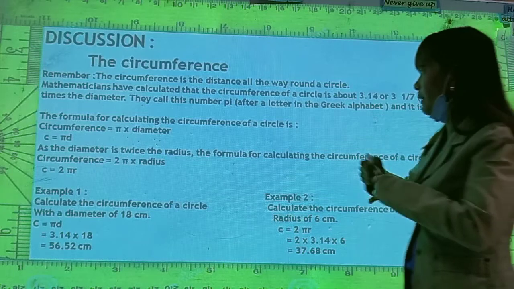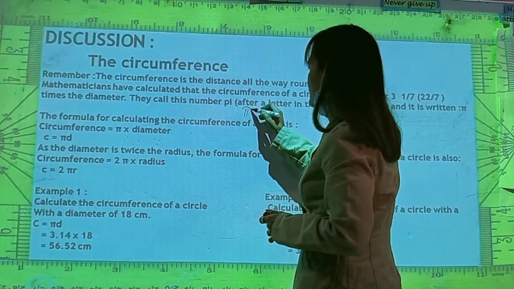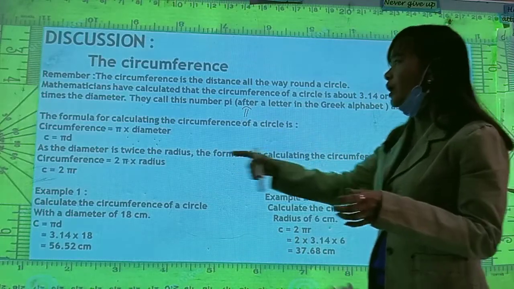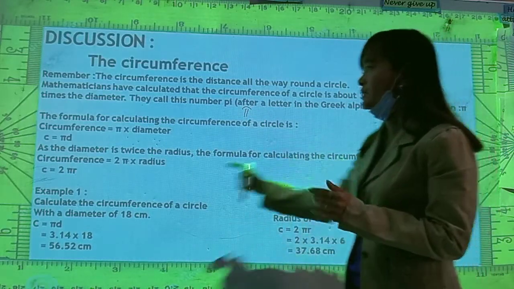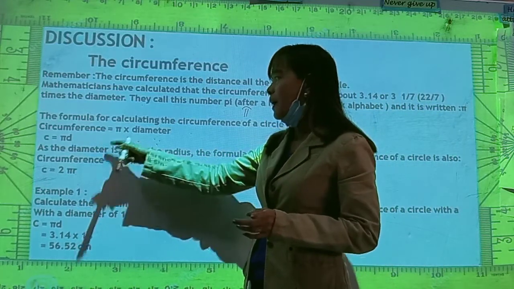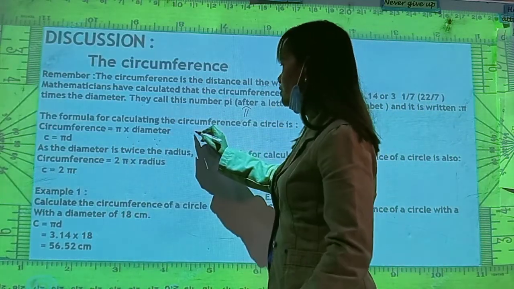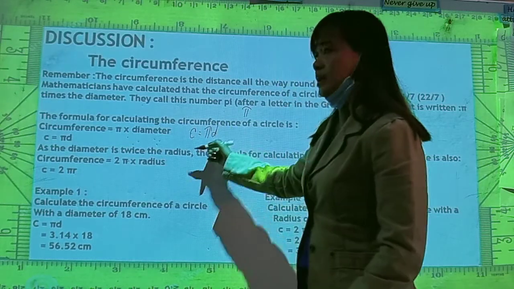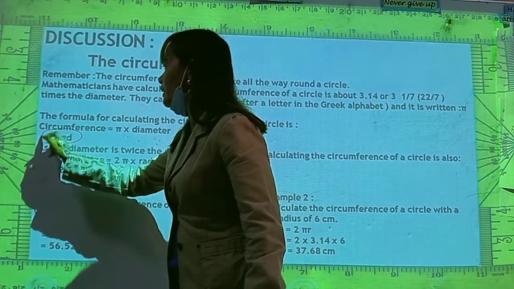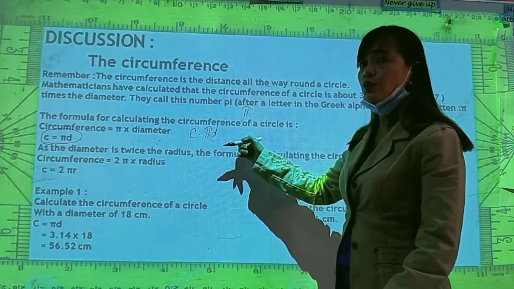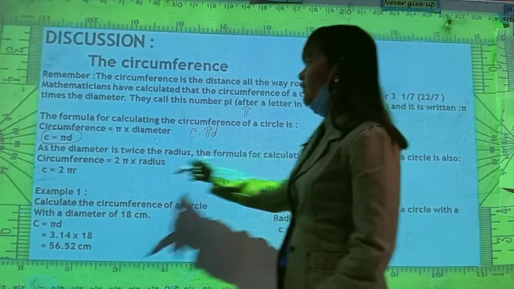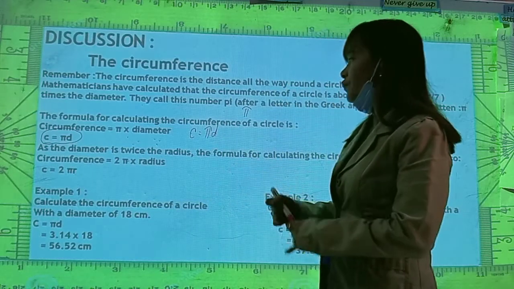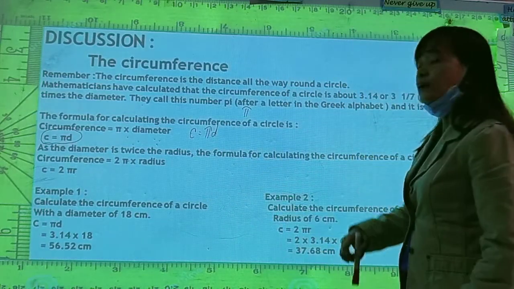How are we going to write pi? A pi is like this. This is the representation of pi. The formula for calculating the circumference of a circle is circumference is equal to pi times the diameter. This is the formula we are going to use to calculate the circumference of a given diameter. How about if we are going to compute using the radius?